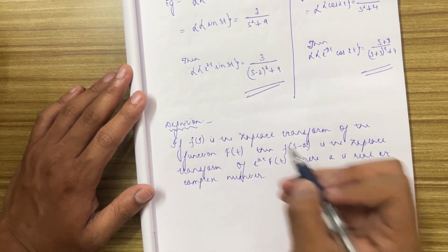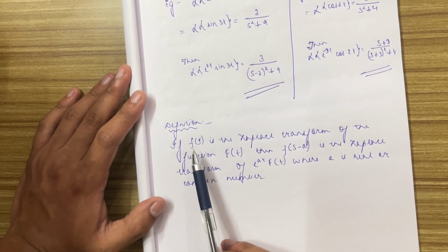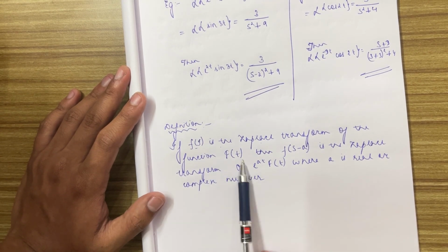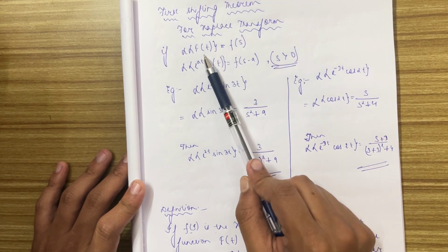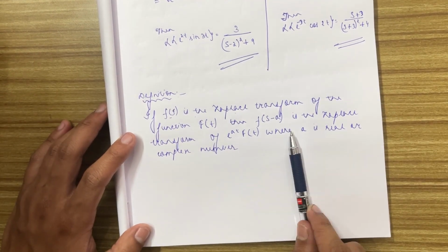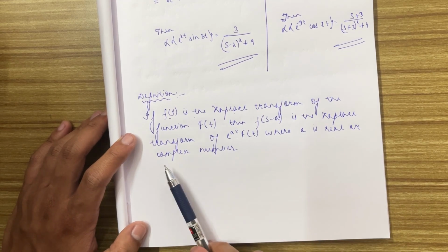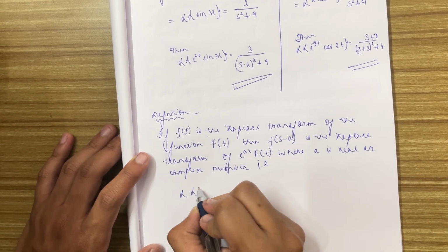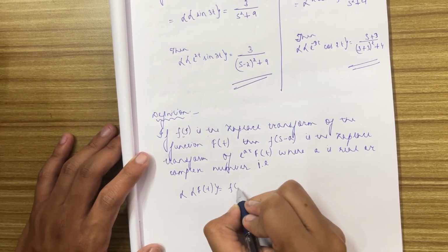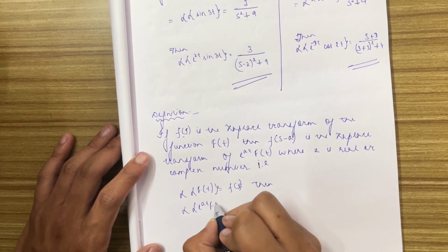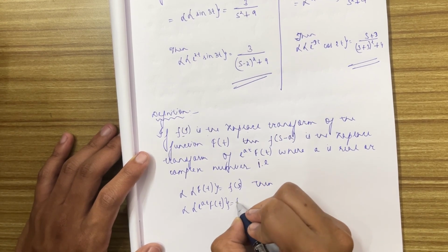So what is said here is that if F of s is the Laplace transform of the function f of t that we took here, then the Laplace transform of e to the power at f of t, where a is a real or complex number, is that Laplace of e to the power at f of t equals F of s minus a.